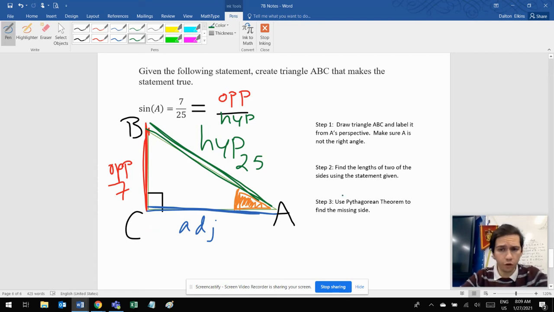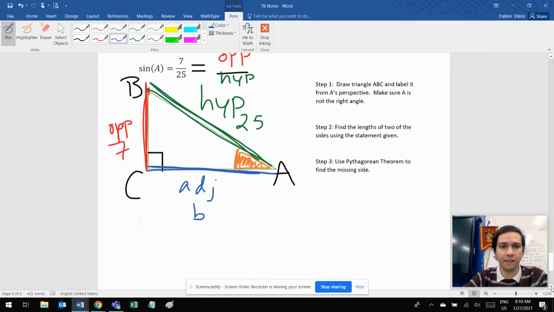What I don't know is this adjacent side, this side down here. So the last thing that I want to do is use the Pythagorean theorem to find the missing side. So this is the side we don't know. If I remember Pythagorean theorem, we have a squared plus b squared equals c squared. So we'll call this one b. How do I know that this one's b? Well, it's the bottom. B stands for bottom. And c is the hypotenuse.